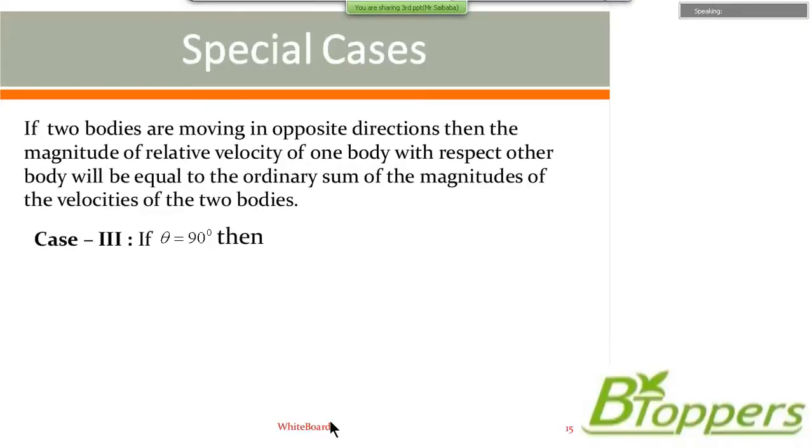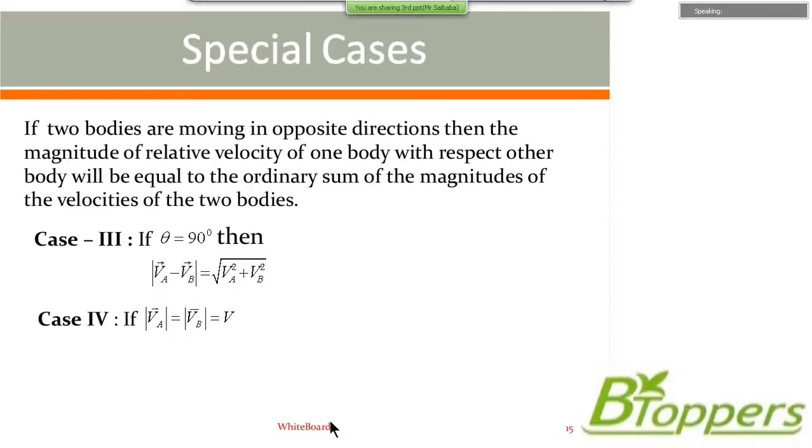Coming to case 3, suppose the two bodies A and B are moving in perpendicular directions. If the two bodies A and B are moving in mutually perpendicular directions, then the angle theta between the velocity of A and velocity of B will be 90 degrees. In that case, magnitude of VA bar minus VB bar will be equal to root of VA square plus VB square. That means the magnitude of relative velocity of one body A with respect to the other body B will be equal to the square root of VA square plus VB square.